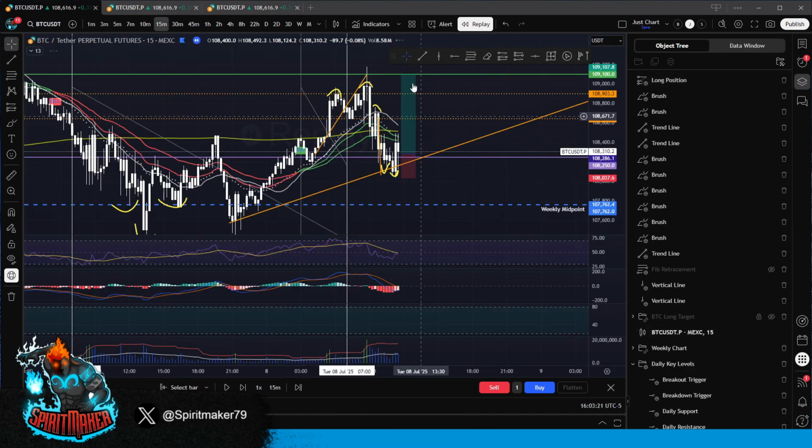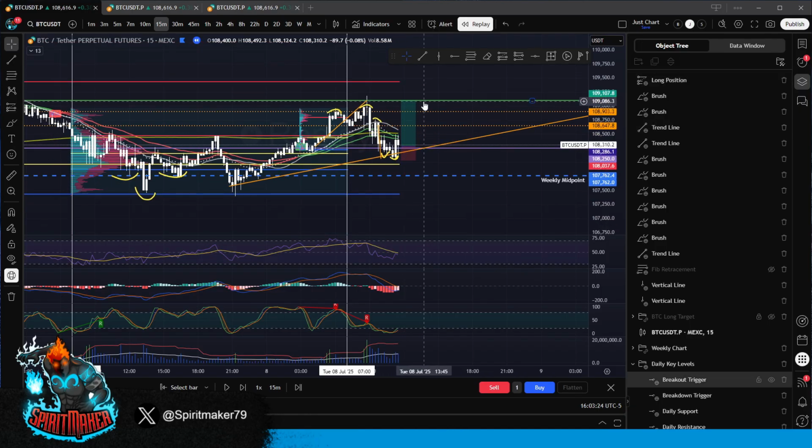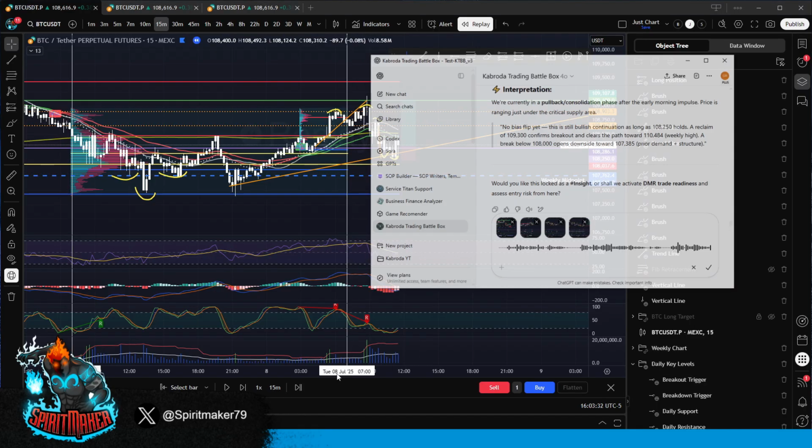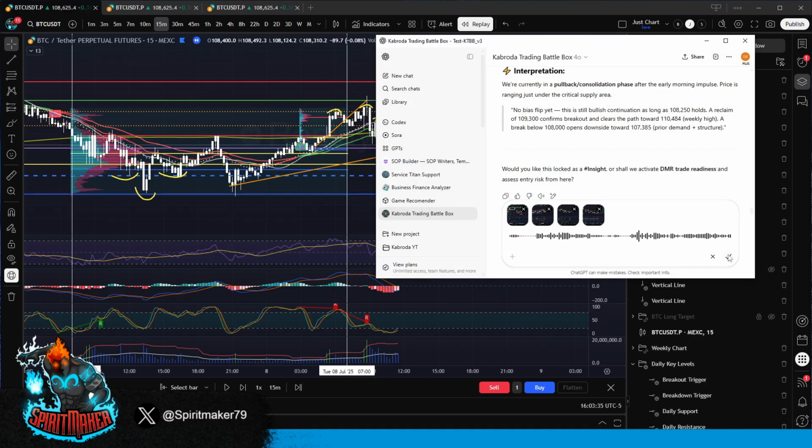If I went out to my 15-minute, it looks like we could move it back up to the original breakout trigger, which is 109,115. That's basically what I'm looking for in my chart. Can you analyze this and help me make a sound decision on what I should be doing, or if this is a true trade potential?